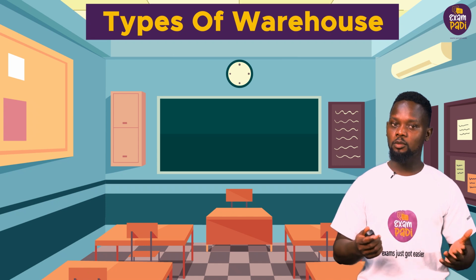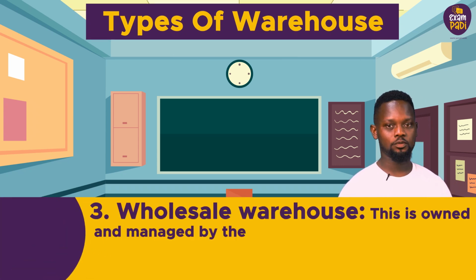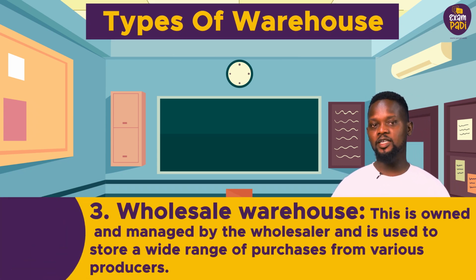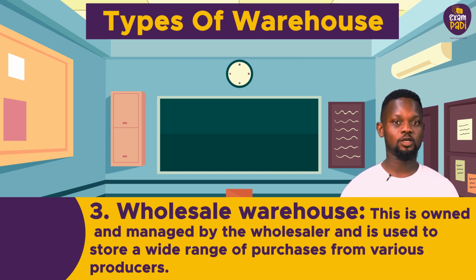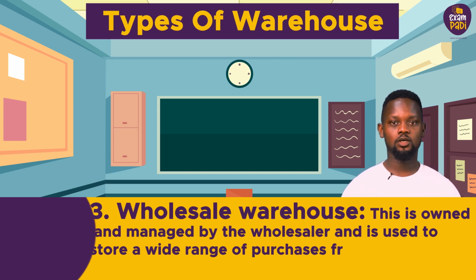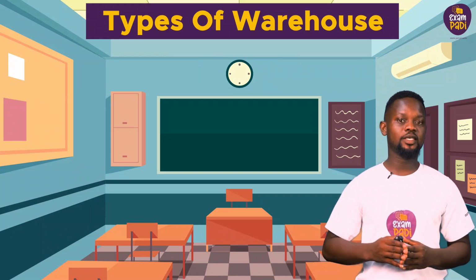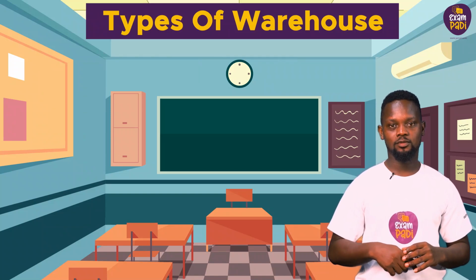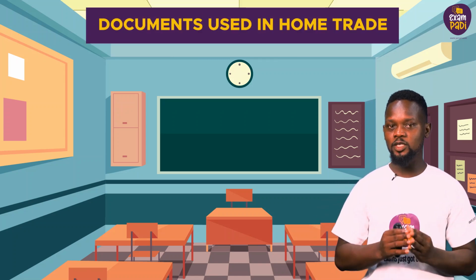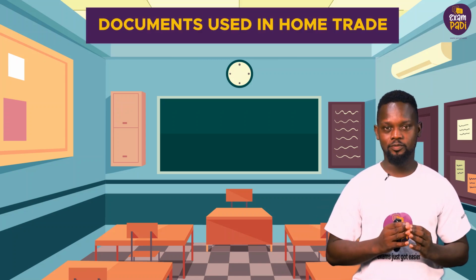And number three, wholesale warehouse. This is owned and managed by the wholesaler and is used to store a wide range of purchases from various producers. Wholesale warehouses are located near distribution or sales centers. As we wrap up this lesson, we will explore the documents used in home trade.